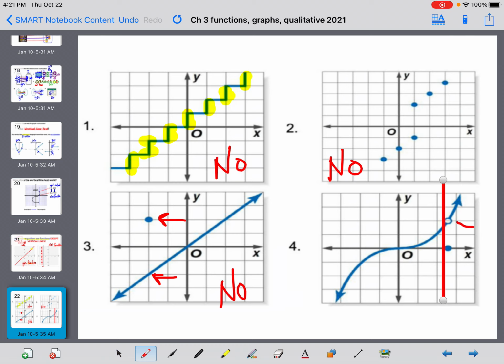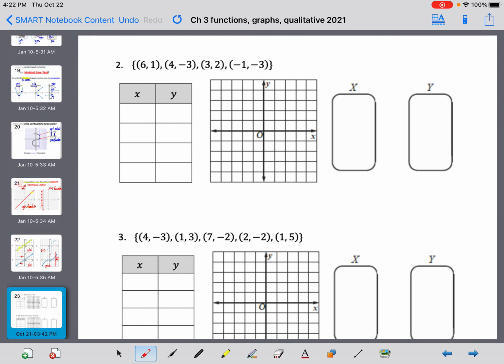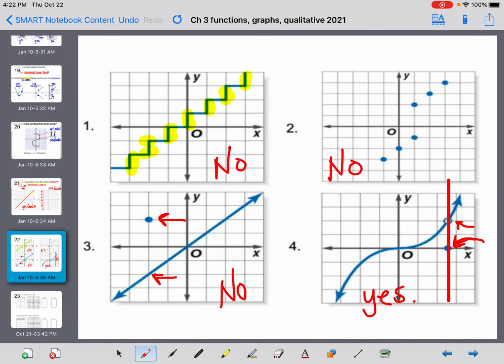Well, because this one here is an open circle at that point, and this one here is a closed circle, that will actually work, because it's saying right here at this place, the top place is open, so it is not included at that point, but it is included down here at this bottom one. So this one would be yes. So there is some practice with graphing and the vertical line test.